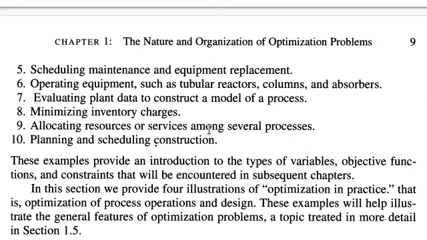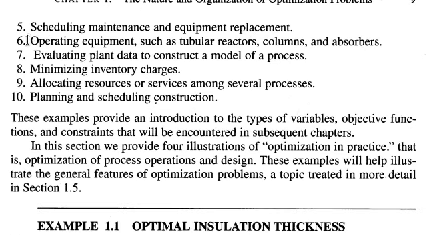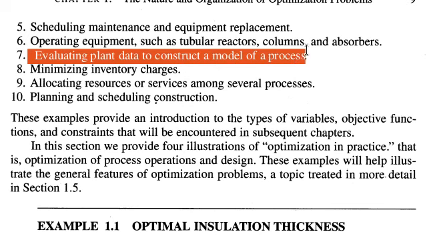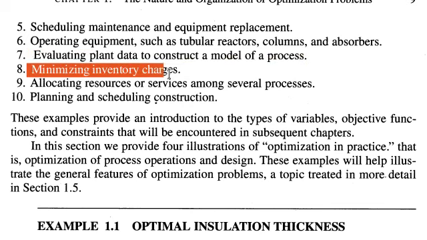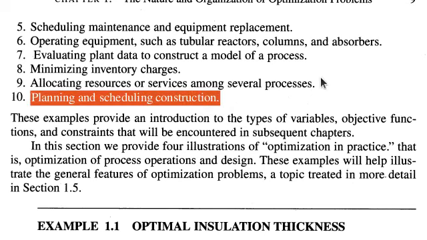So you have to optimize these things also. And after that, in the operation of equipment, there is also great scope for optimizing. Evaluating plant data to construct a model of a process. Minimizing inventory charges. When you operate your plant, you need raw materials or some inventory of materials, and they have a charge; you have to invest money in that. So it is all about allocating resources or services among several processes, planning and scheduling construction.